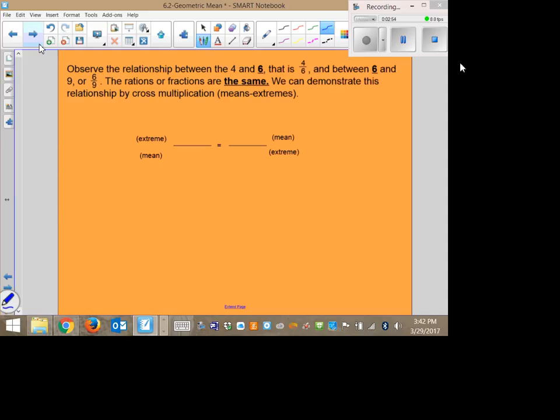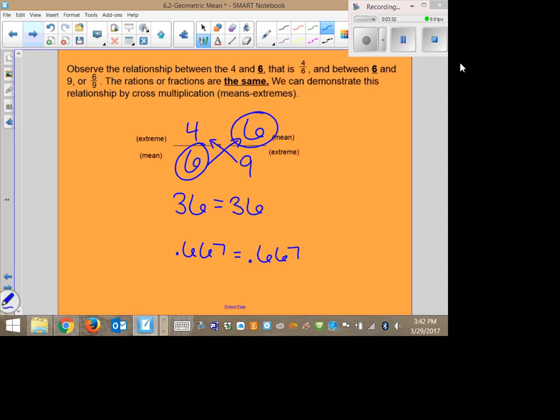Here we want to observe the relationship between the 4 and the 6. So that's 4/6, so we're going to write that right here. And then we want to look at between 6 and 9. Note that cross multiplying, we get 4 times 9, which is 36, and 6 times 6 gives us 36. Also note that 4/6 is 0.667 and 6/9 is 0.667. So this is saying that these two numbers are the same, and so 6 is called the geometric mean of 4 and 9.